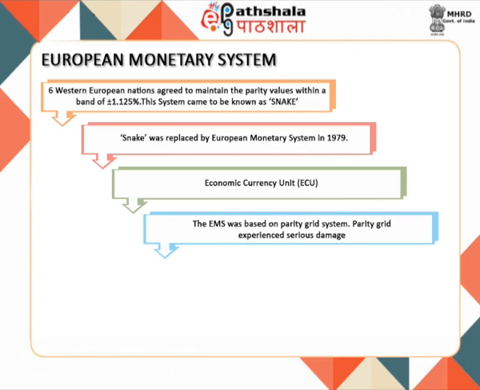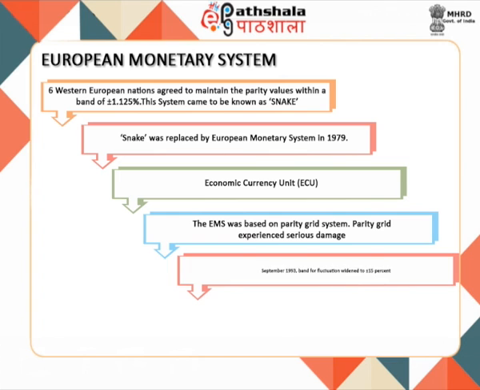The EMS was based on parity grid system where the exchange rate between any two currencies was determined on the basis of their weights or share in ECU basket. Due to differing economic conditions and policies of member nations, the parity grid experienced serious damage. In September 1993, the band for fluctuation was widened to plus minus 15%.